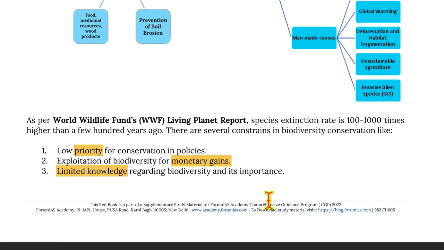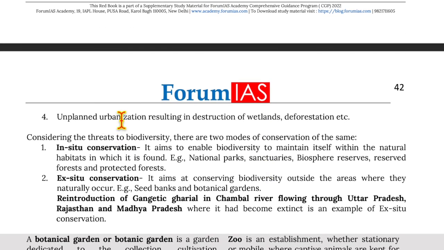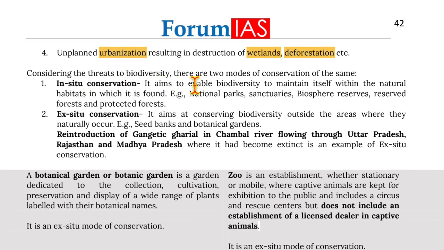Now, as per the World Wildlife Fund's Living Planet report, the species extinction rate is 100 to 1000 times higher than a few hundred years ago. There are several constraints in biodiversity conservation, like low priority for conservation in policies, exploitation of biodiversity for monetary gains, limited knowledge regarding biodiversity and its importance, unplanned urbanization resulting in destruction of wetlands, deforestation, etc.